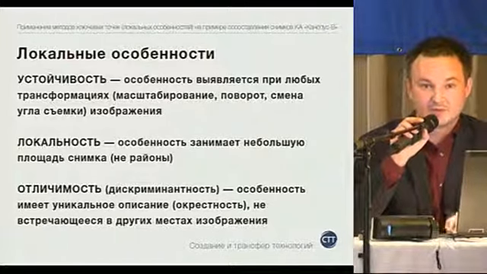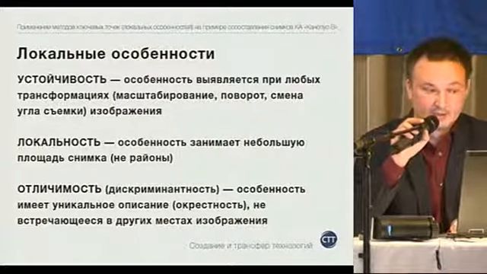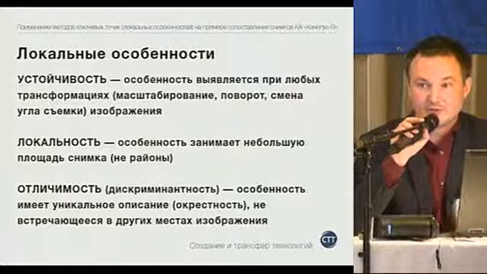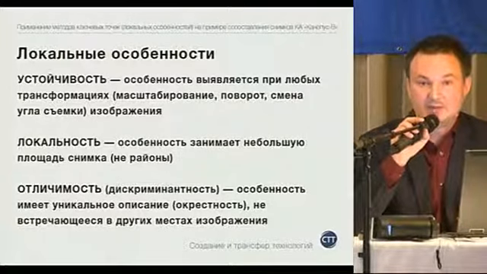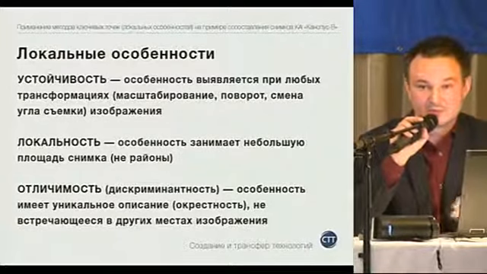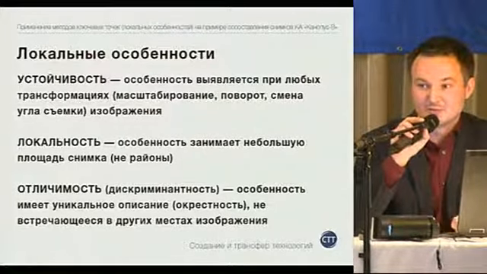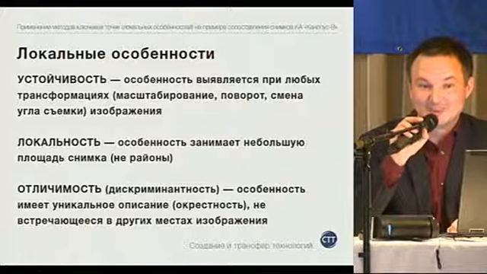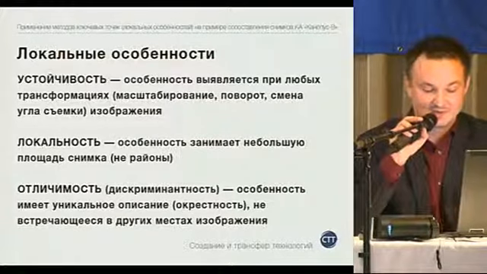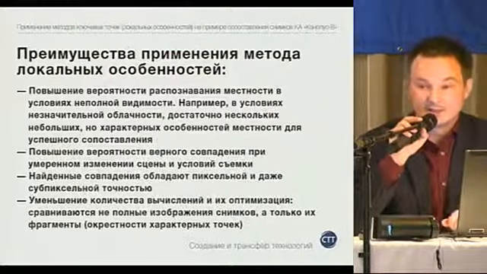What are the local features? It came to us from computer vision, and it's easier to describe it by their properties. First, it's their sustainability. They show in different conditions, then they're local. They occupy relatively small areas, and the most important property for me is that they're distinguishable from each other. This is called discrimination.